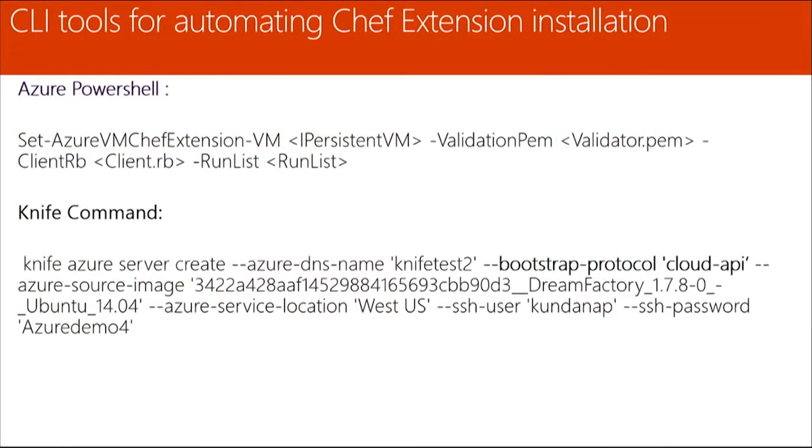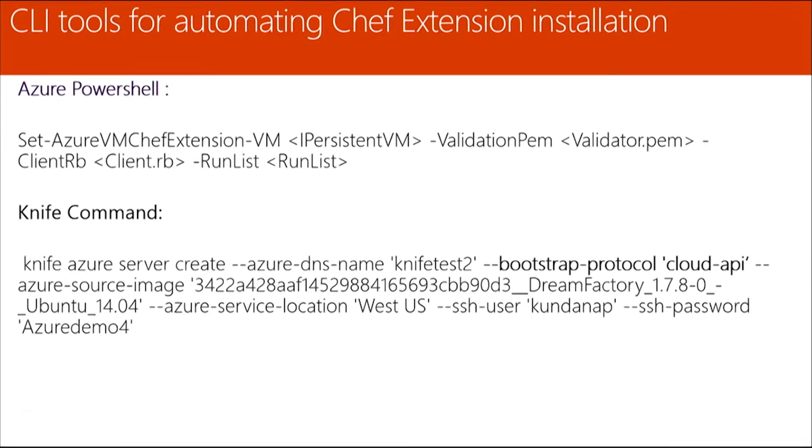the steps that we have seen to provision and bootstrap a Chef client on a VM can be automated, and there are two ways to automate this. One is by using a commandlet. If PowerShell commandlets are the choice of your tool, then you can use Azure PowerShell commandlets. You can download it from azure.com and use this commandlet called Set-AzureVMChefExtension, and in this commandlet you need to provide the validation key, the organization validator key, the client.rb file that we've created, and any specific run list that you have authored to run on the VM.